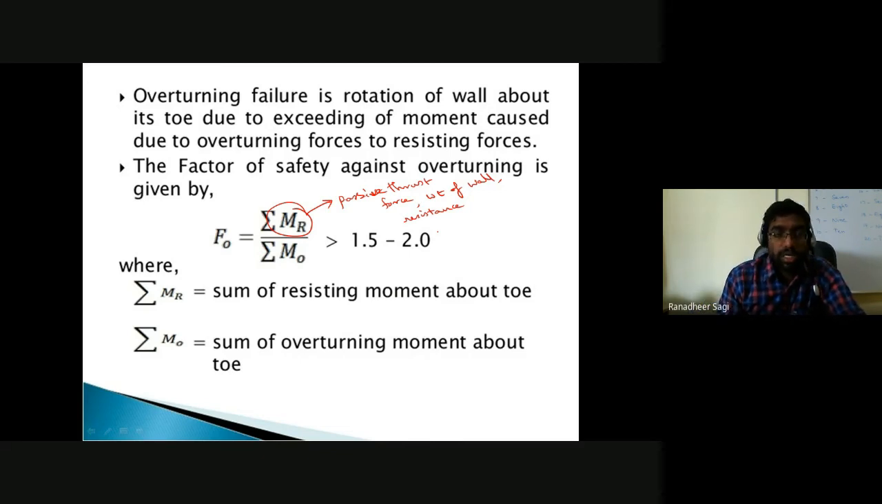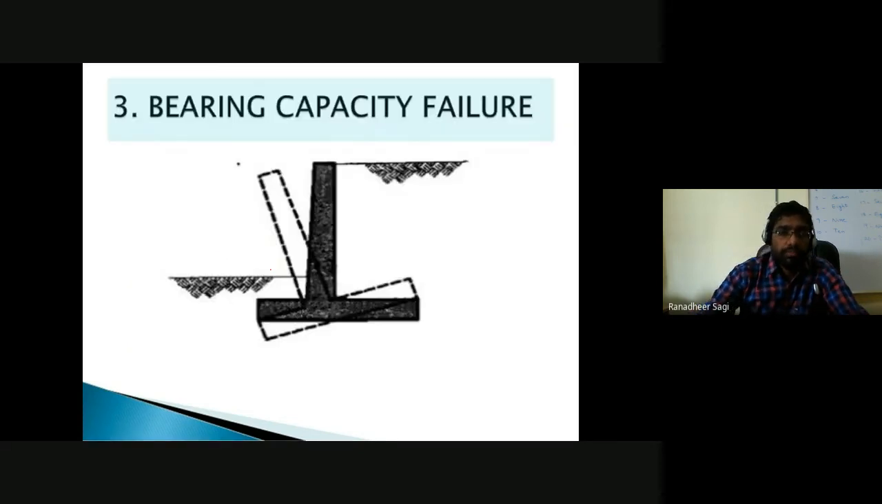So here also the factor of safety against rotation should be more than 1.5 to 2 to ensure that overturning failure does not happen in your retaining structure. How do we define the factor of safety here? It is the ratio of the summation of your resisting moments to the moments causing overturning in that retaining structure. If that ratio is greater than 1.5 to 2, we can ensure that your retaining wall is safe against rotation failure.